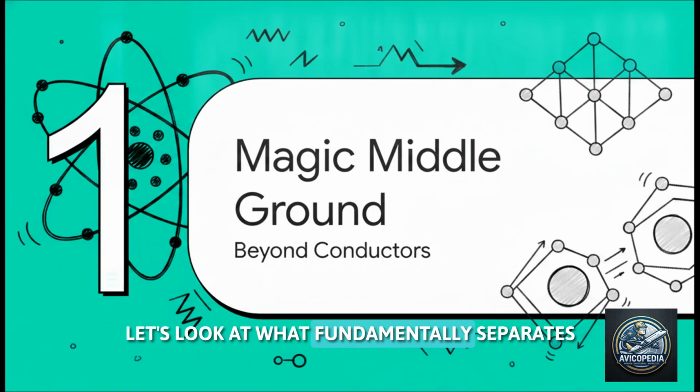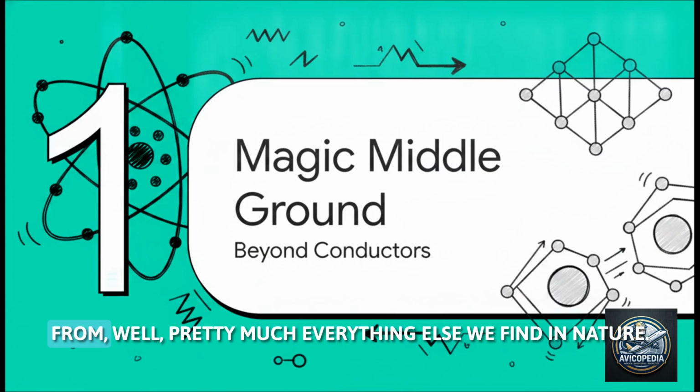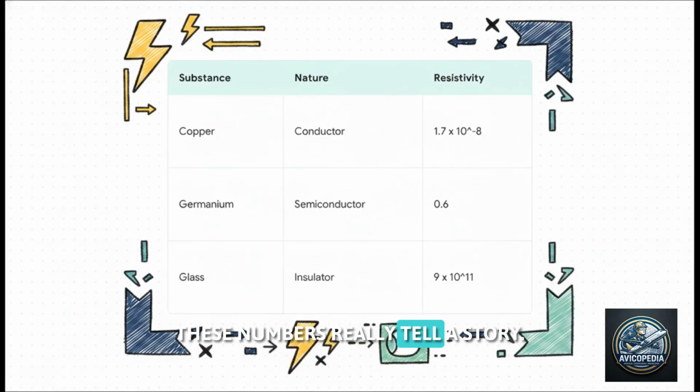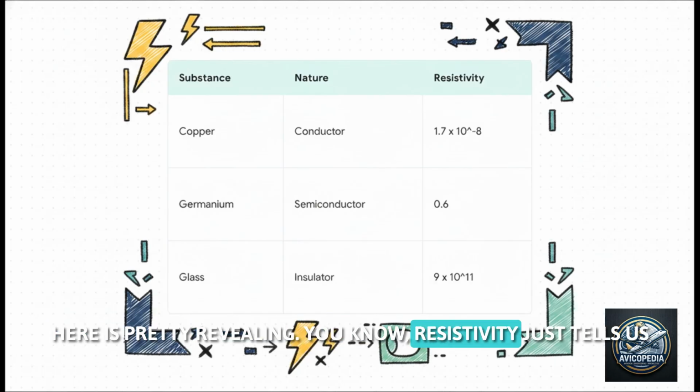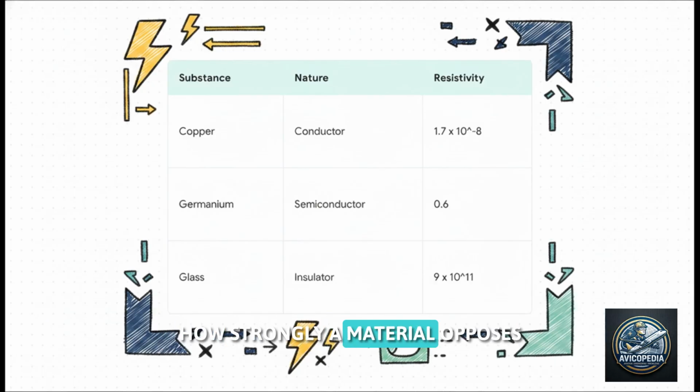Let's look at what fundamentally separates a semiconductor from, well, pretty much everything else we find in nature. These numbers really tell the story. The extreme contrast in resistivity here is pretty revealing. Resistivity just tells us how strongly a material opposes the flow of electric current. Look at the top row.